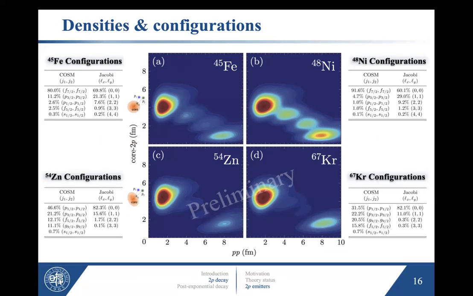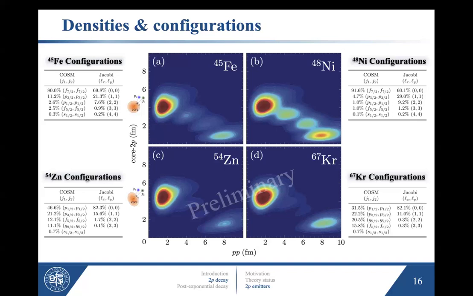But in iron-45, the middle two peaks, which correspond to a triangular shape, are suppressed. This is because, as we said, there are some P-wave components inside iron-45, which makes the structure a little bit different from the pure F-wave components. This is also in accord with shell model calculations.